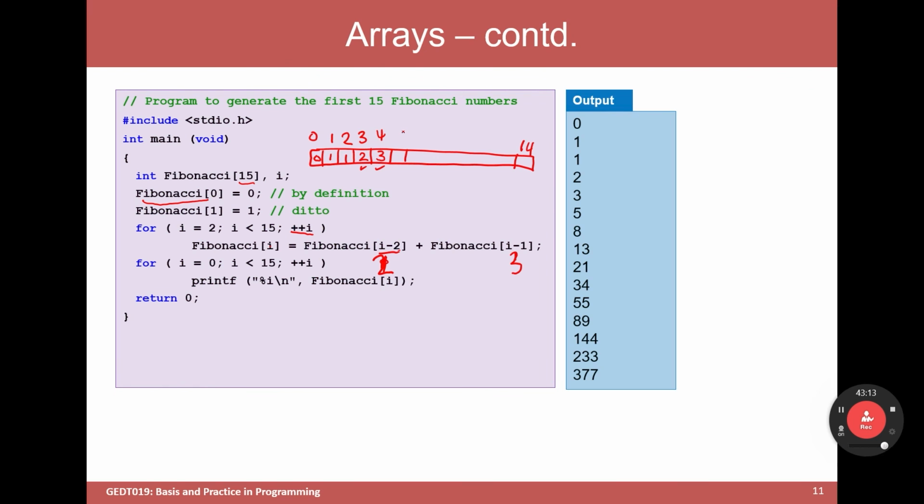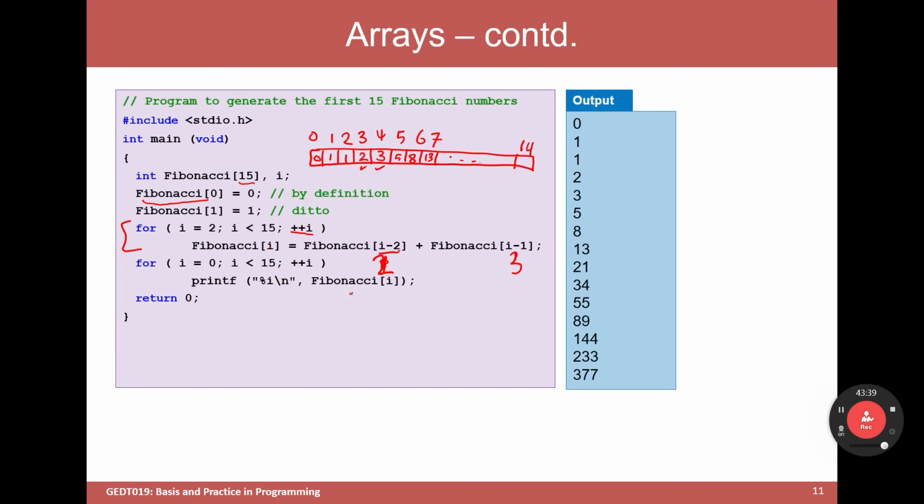So this one, element number 5 will be 5. Element number 6 will be 8. And this one, element number 7 will be 13, and so on. We will continue. Okay, this loop will fill all elements of the array.